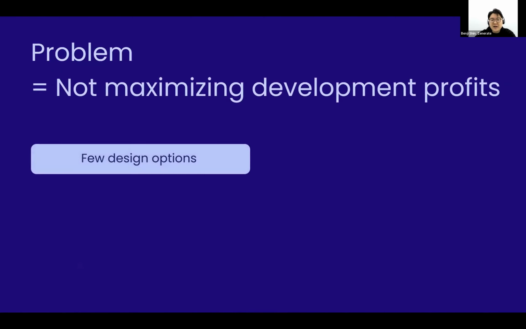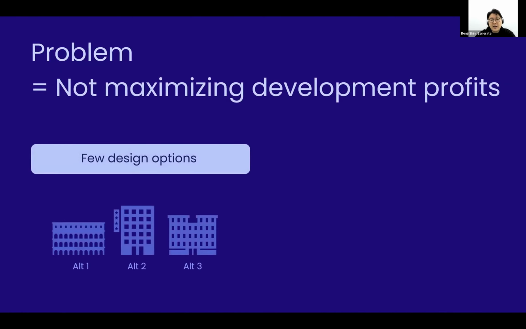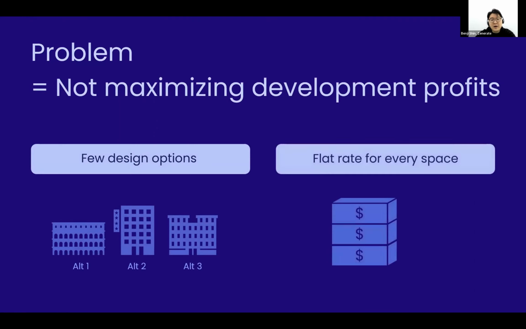Why are they not able to maximize profits? First, they only review 3 to 5 options for a site, so thousands of other possibilities are just never explored. Second, they apply flat rates for revenue estimation. However, we all know that rent prices are diverse within a building, so not being able to apply realistic or differential pricing results in incorrect revenue estimation.